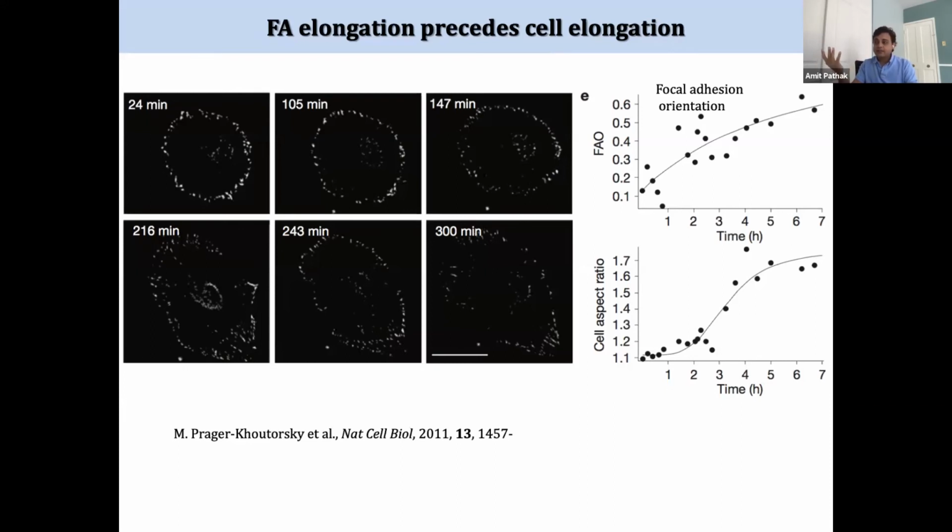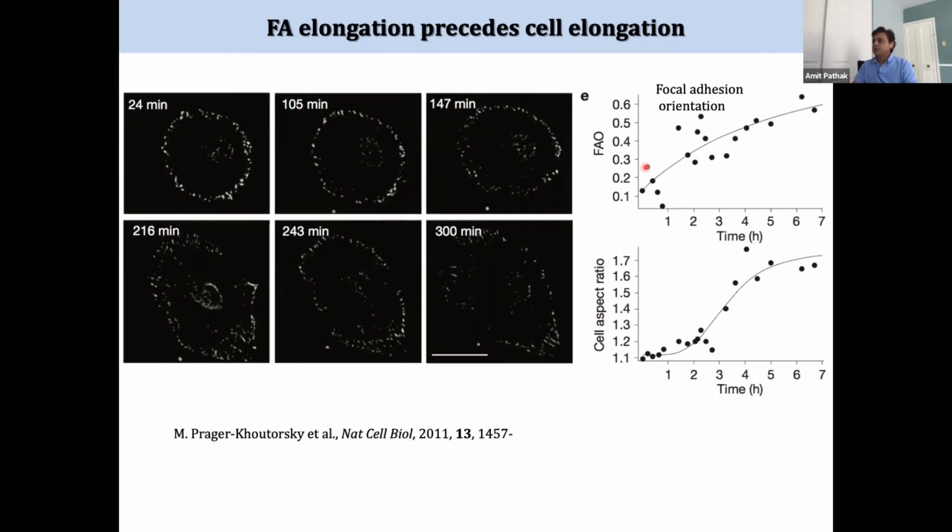So how do you decouple it? One way to decouple it is by just plotting both of those things over time. So here, this is from 24 minutes up to 300 minutes. What they plotted was focal adhesion orientation and the cell aspect ratio, meaning, is the cell elongating first, then focal adhesions are responding to that elongation, or are focal adhesions elongating or orienting themselves first, and then the cell is responding to those focal adhesions? So this kind of decoupling of those two concepts clarifies that feedback loop.